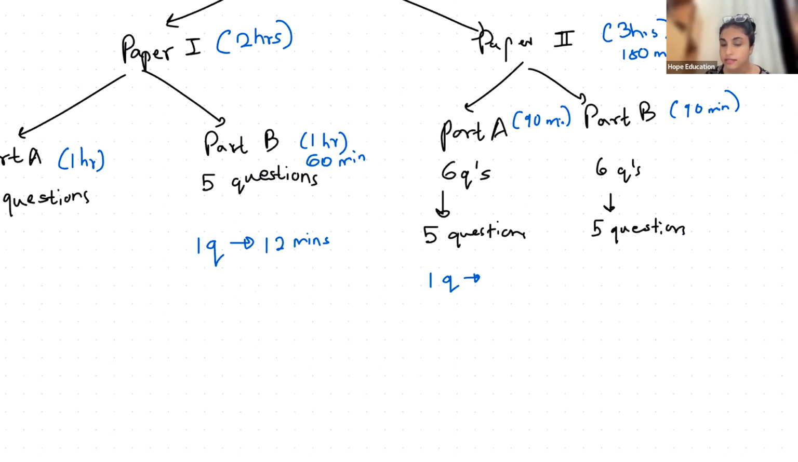Yes. Come on, lamai. You get 90 minutes for part A. There are 5 questions you have to do. Then how much time do you get for one question? About 18 minutes, ne? About 18 minutes.